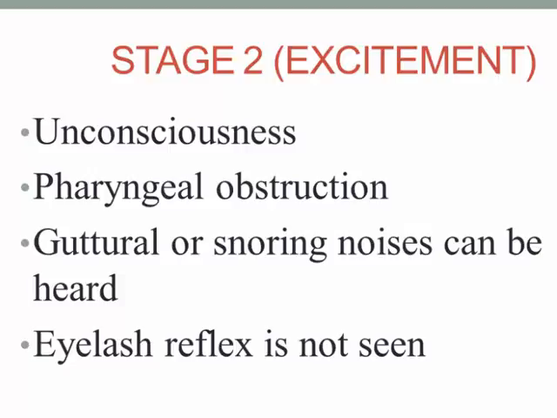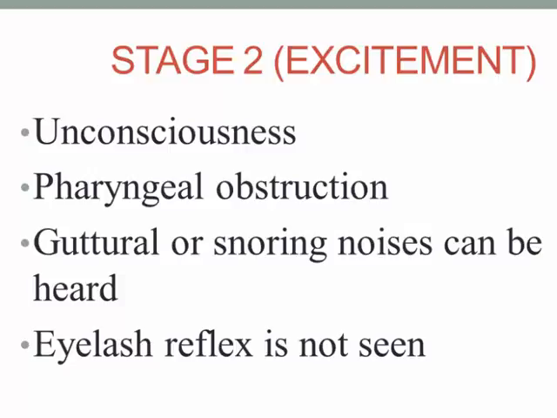The next stage is the excitement, stage 2, where excitement is sometimes observed when the anesthesia is not given properly to the patient. The main thing which happens is the unconsciousness. Analgesia to unconsciousness is the transition that happens at this stage.